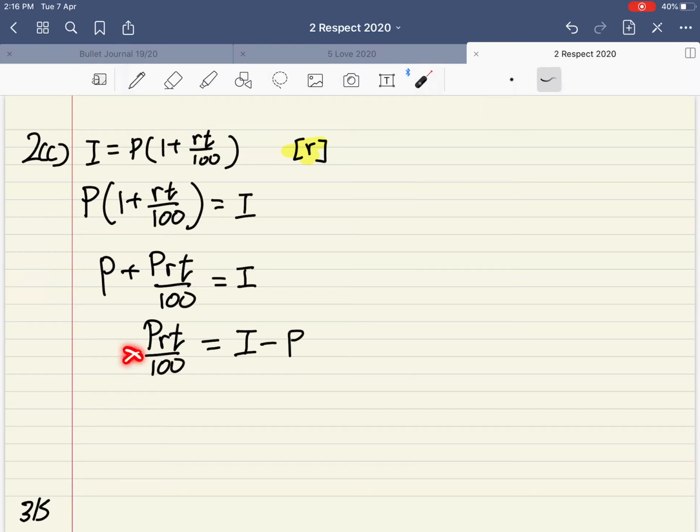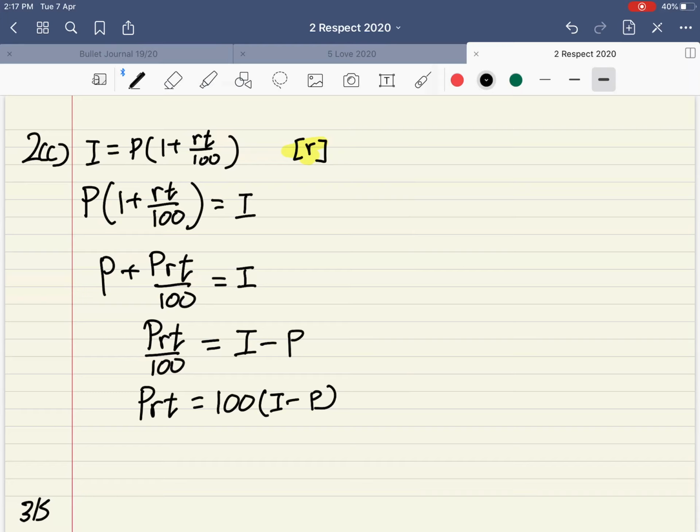Next, what I'll attempt to do is to multiply both sides by 100, so that the 100 will be eliminated from the denominator. Be careful here, when you multiply by 100 on both sides of the equation, don't forget to put a pair of brackets here. So my next step will give me prt equals 100 multiplied by (I minus p).